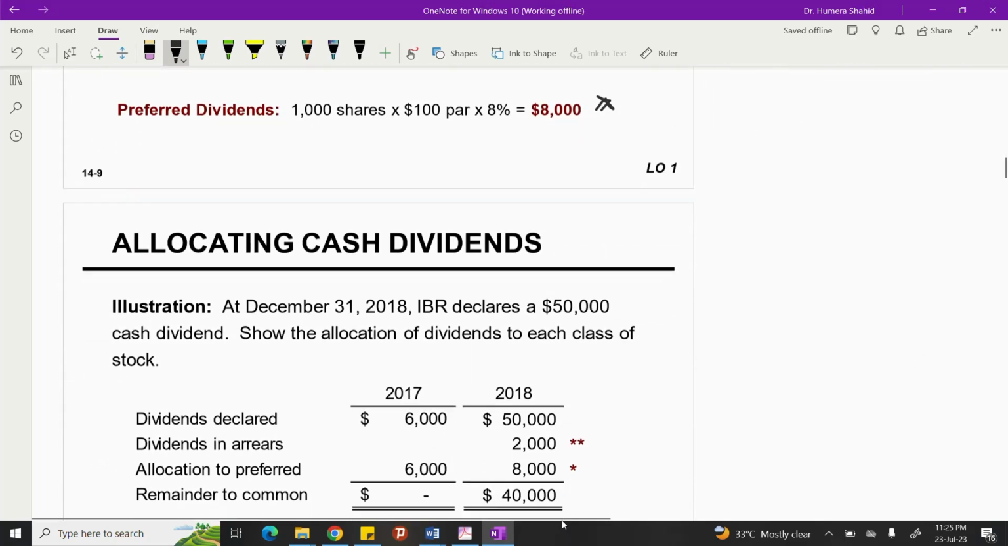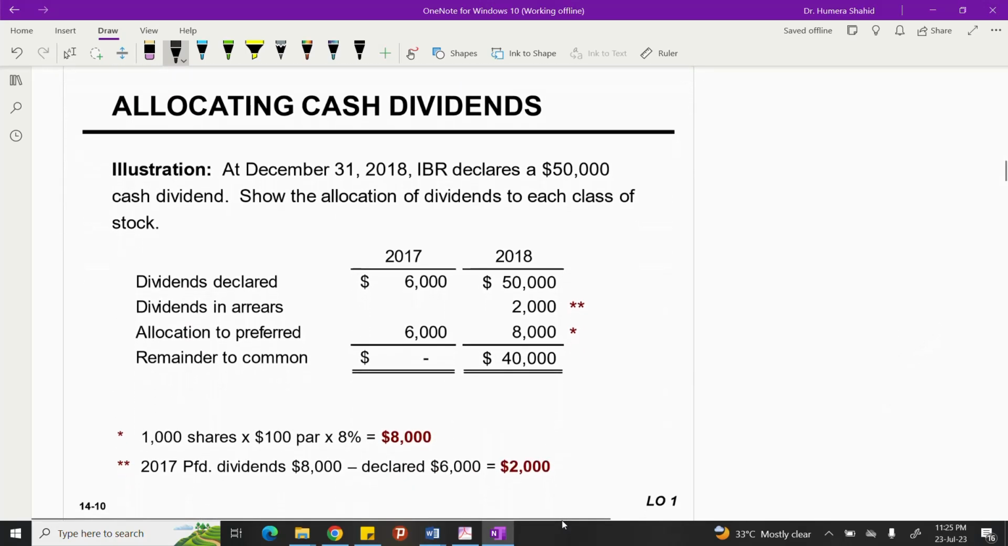Now let's show the allocation. So they want us to allocate. I'll come to 2018 later on, but let's talk about 2017. In the previous slide, we just talked about how much dividend was declared, 6,000. Do we have any information regarding 2016 or 2015 on whether the dividend to the preferred stock was paid or not? There is no such information, so there are no arrears. How much will you allocate to the preferred stock? They want 8,000, but we don't have 8,000, we have 6,000. So let's pay them 6,000.